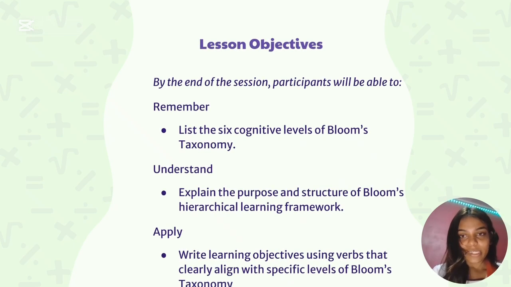The lesson objective. By the end of this session, participants will be able to remember, firstly, list the six cognitive levels of Bloom's taxonomy. Understand: explain the purpose and structure of Bloom's taxonomy hierarchy learning framework. And apply: write learning objectives using verbs that clearly align with specific levels of Bloom's taxonomy.